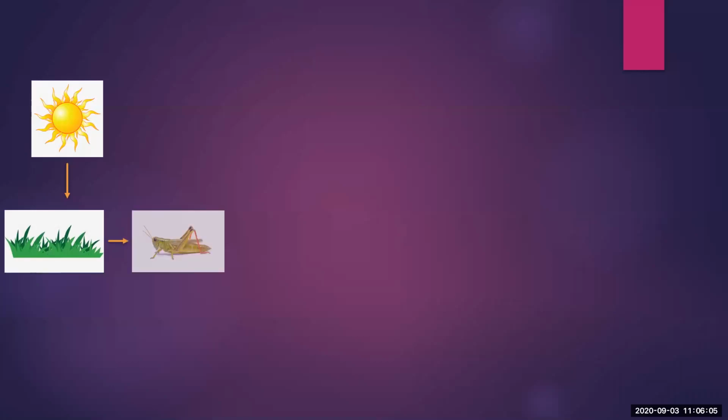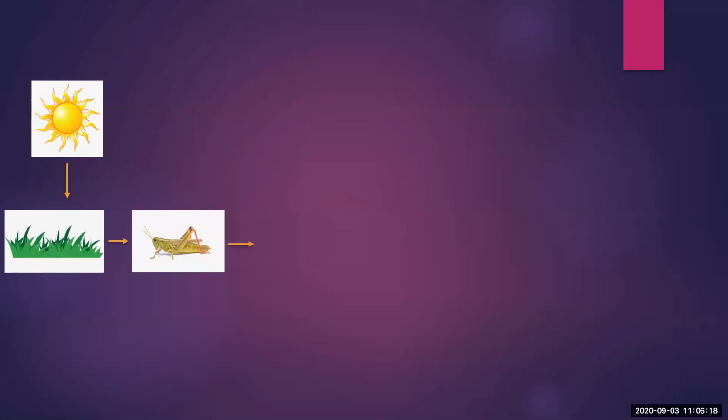The sun is the main source of energy. Sun is what? The main source of energy. Its energy is transferred to the grass, as grass will produce food with the help of sunlight. That is the process known as photosynthesis. Green plants are the producers which produce the food with the help of sunlight. This grass, that is producer, is eaten up by the grasshoppers. Grasshoppers are the herbivores. They are primary consumers. So they will eat the grass, and grass energy will transfer to the grasshopper.